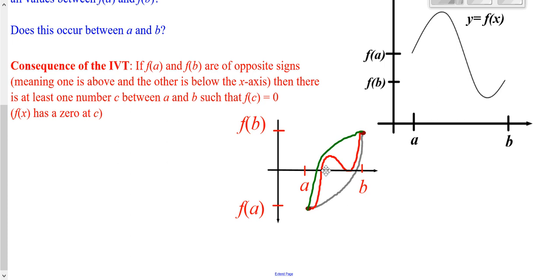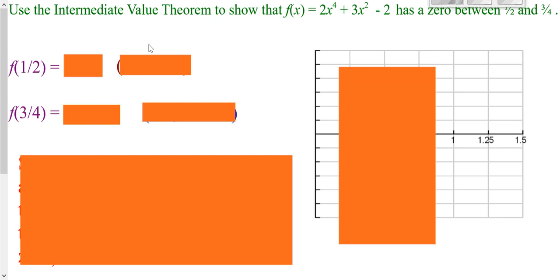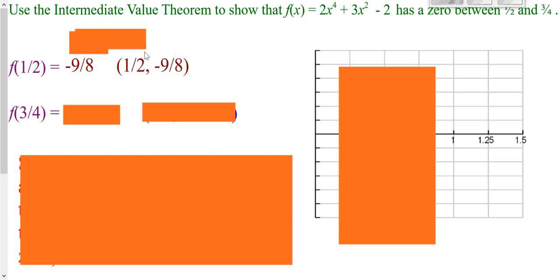So that's the consequence of the intermediate value theorem, where if you have one point whose output is negative and one point whose output is positive, it has to cross in between the 2 x values. So use the intermediate value theorem for this particular problem here. Well, we want to show that we have a 0 between a half and 3/4. Well, we've got to figure out what the output is when you plug in a half. So we'll plug in a half for our x's up here, and we get negative 9/8. So in other words, we have the point 1/2, negative 9/8. Well, then we've got to plug in 3/4.